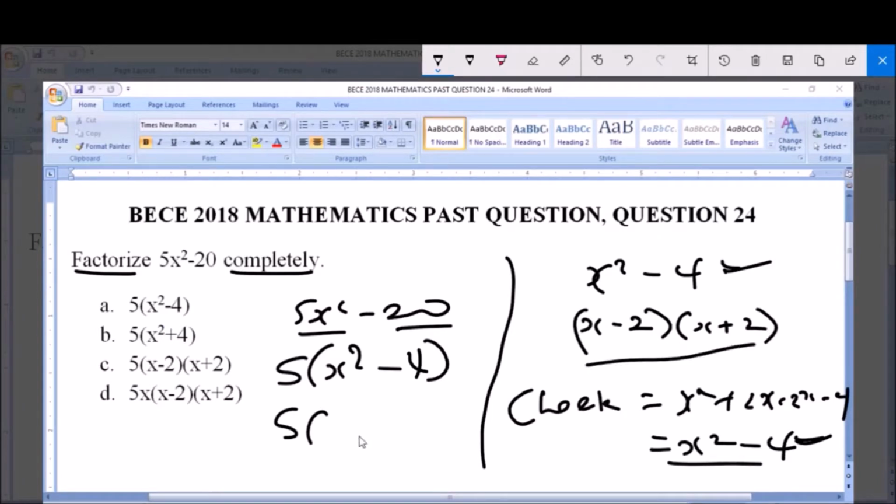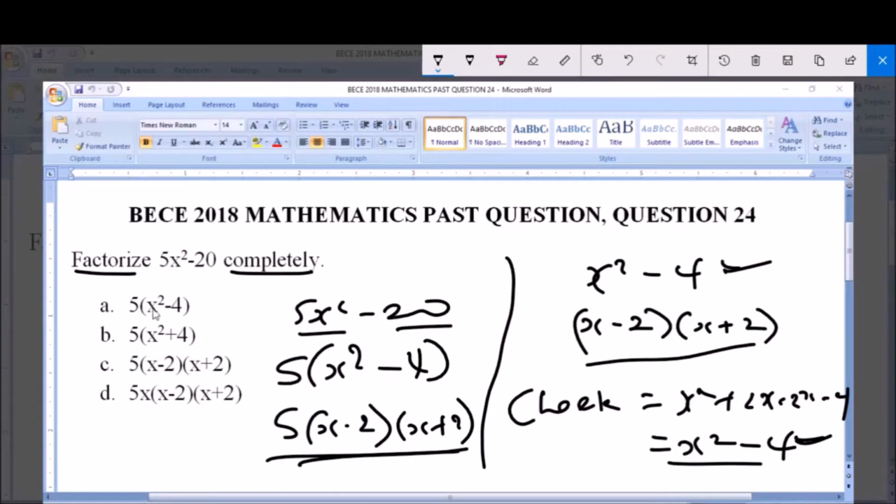So therefore we say 5 into x minus 2 close brackets x plus 2. Now this is the final answer. We've completely factorized this. Now which of the options here corresponds to our answer?